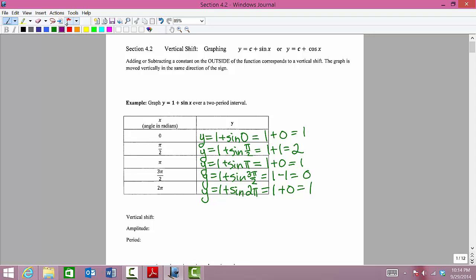What we're going to see here is that the vertical shift of our whole sine graph will be shifted up 1 unit. The amplitude, the number that's actually being multiplied in front of sine, is an implied 1. So our amplitude is also 1. And for the period, we have not multiplied the inside of the function by any value other than 1, so the period will remain 2 pi.